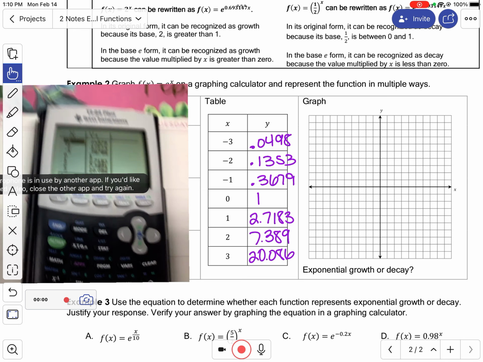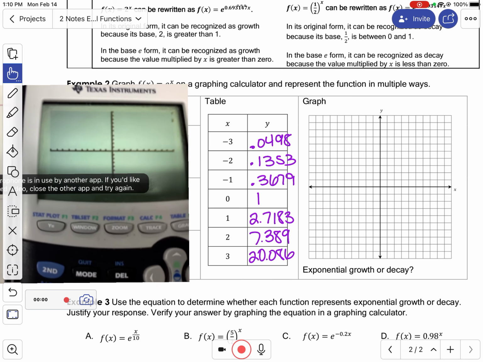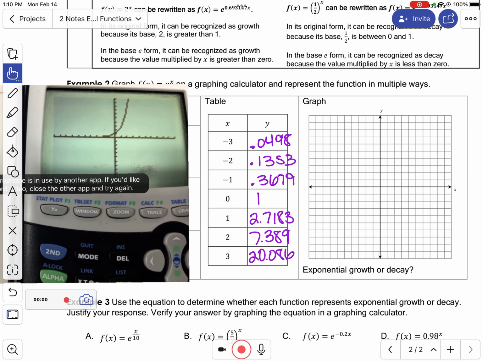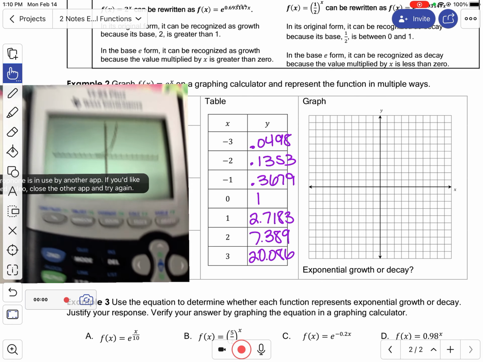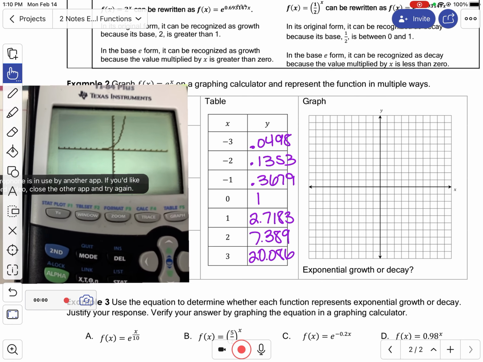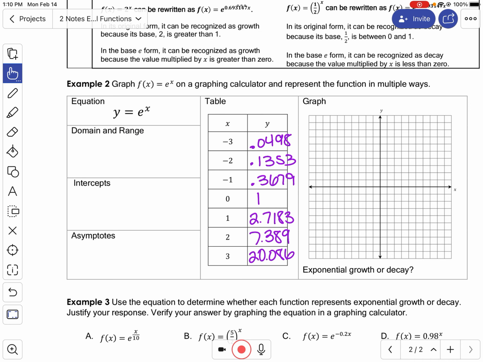Okay, you can also look at the graph. So press graph, and you can see that this was going to be an exponential growth because it's increasing from left to right. Okay, so let's go ahead and plot the points. So -3, 0.0498, 0, 1, 1, 2.7, 2 is 7, 1, 2, 3, 4, 5, 6, 7.